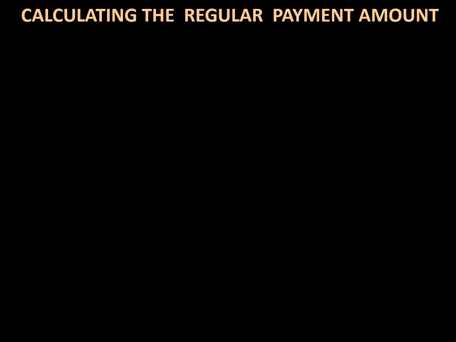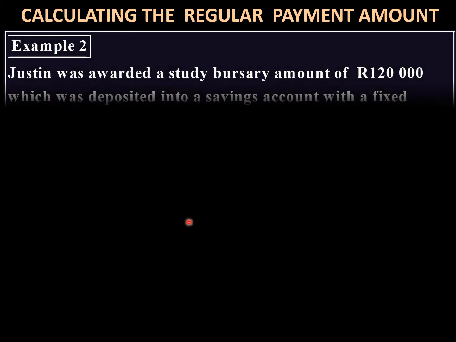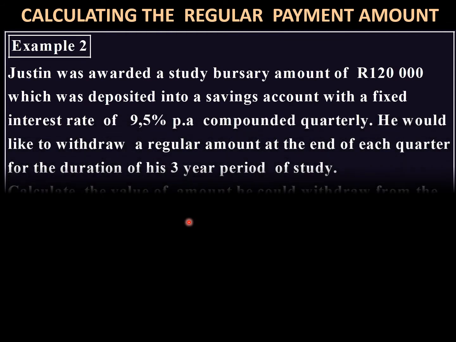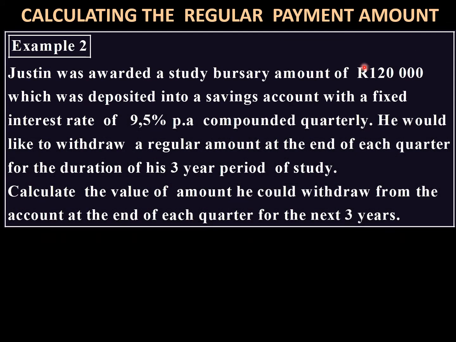Now look at the second example of a regular payment amount calculation. Justin was awarded a study bursary for an amount of 120,000 and it was deposited into a savings account. The fixed interest rate is 9.5% compounded quarterly. He'd like to withdraw regular amounts at the end of each quarter for the duration of this 3-year period of study. Calculate the value of the amount he can withdraw from the account at the end of each quarter.